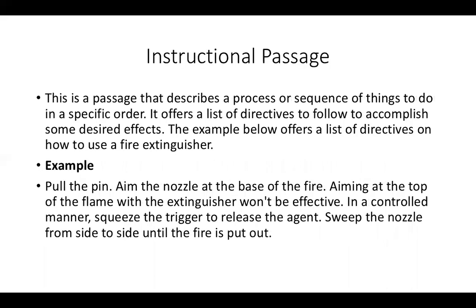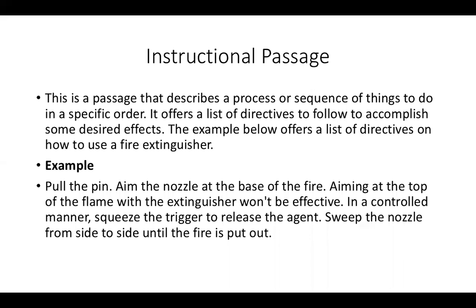Instructional passage. An instructional passage is a passage that describes a process or sequence of things to do in a specific order. It offers a list of directives to follow in order to accomplish some desired effects. The example below offers a list of directives on how to use a fire extinguisher. Example: pull the pin, aim the nozzle at the base of the fire. Aiming at the top of the flame with the extinguisher won't be effective. In a controlled manner, squeeze the trigger to release the agent. Sweep the nozzle from side to side until the fire is put out.